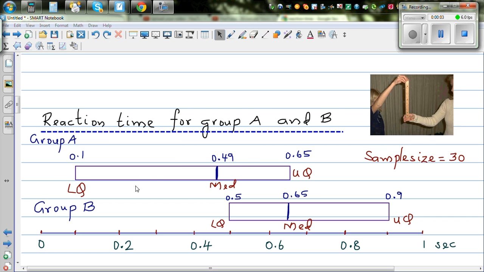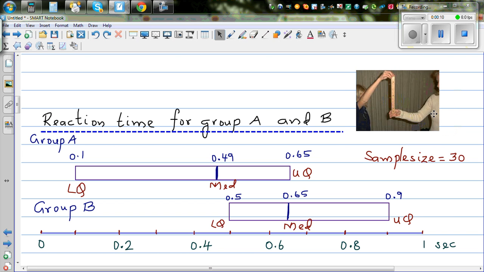This is the reaction time for group A and group B. Now, what is reaction time? Now, this is an image that I have Googled. Now, how do you find the reaction time?